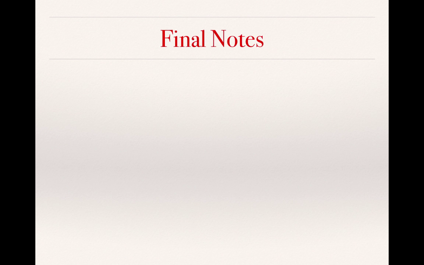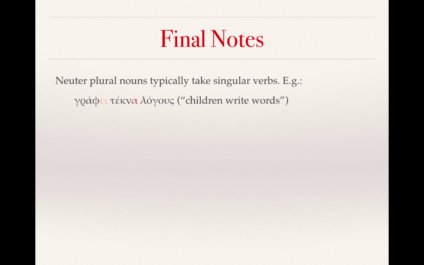Just a few final notes with regards to this declension. Please note that neuter plural nouns typically take singular verbs. So for example, the Greek sentence graphe tekna logus, we would translate that as children write words. So even though tekna is the neuter plural nominative from teknon, so that's a plural noun, but it takes graphe, and you recognize that ending e is a singular.